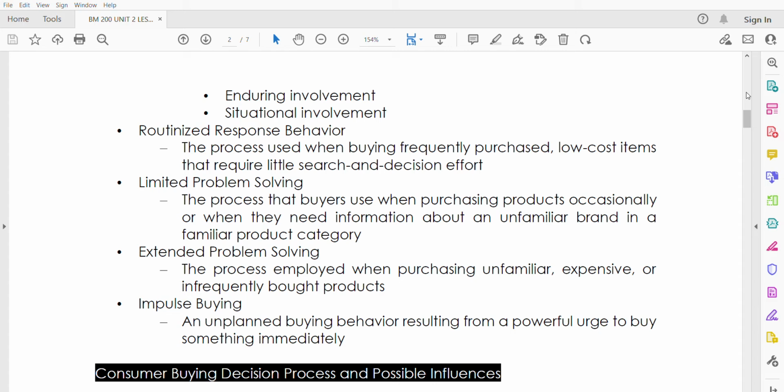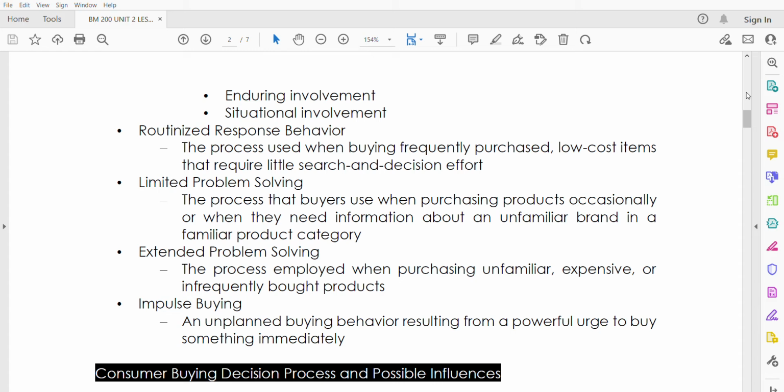Then we also have extended problem solving, the process employed when purchasing unfamiliar, expensive, or infrequently bought products. Like insurance, whether life insurance or health insurance. It could also be products or equipments used in a business operation. So, pwede na siya nga mga products ang kinahanglan nato extended problem solving before we decide on buying those products.